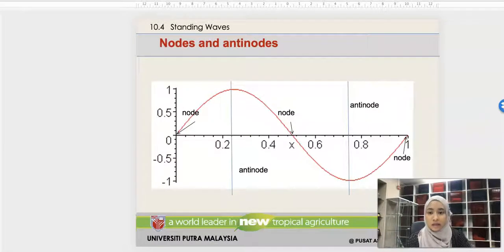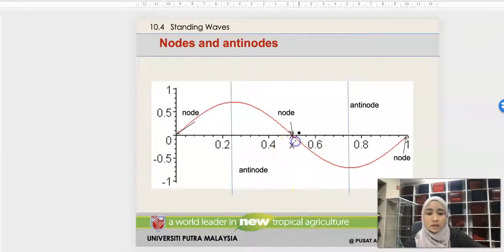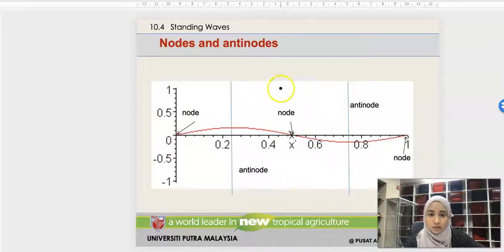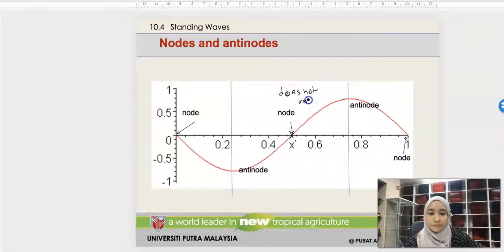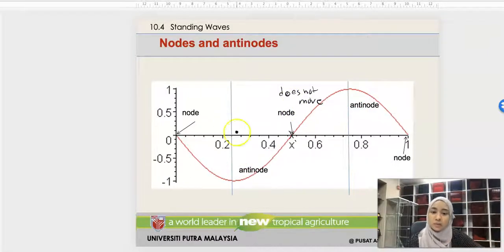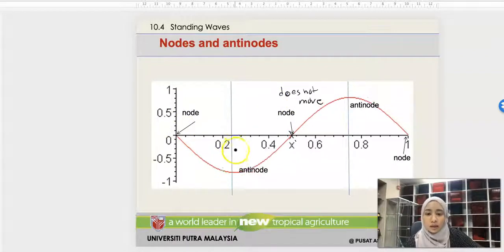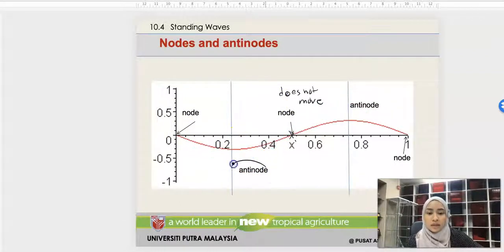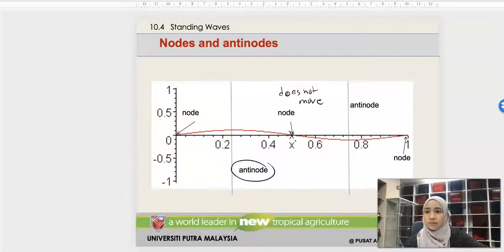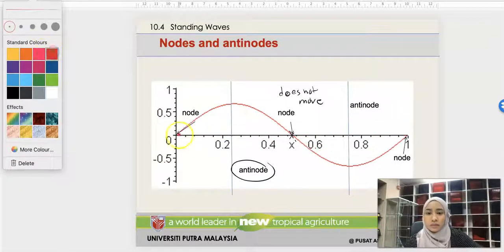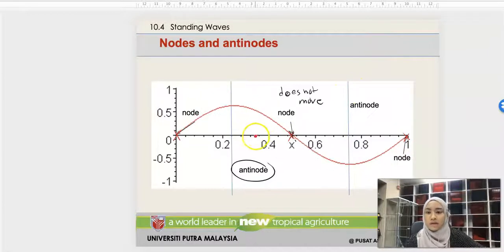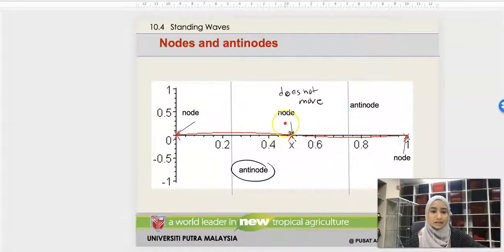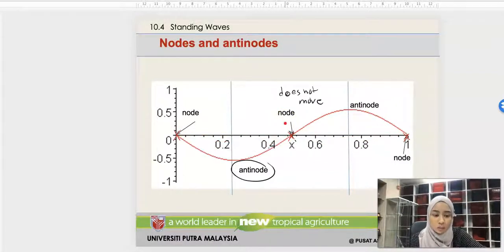Now these points have a name. The zero part is called a node. The node does not move. It remains at zero, at the baseline. So that is your node. The part that keeps on moving is called the antinode. So remember, the part where you have these zeros, where it's not moving, is called a node, and the part where you have the maximum and the minimum is called the antinode. So that's the structure of a standing wave.